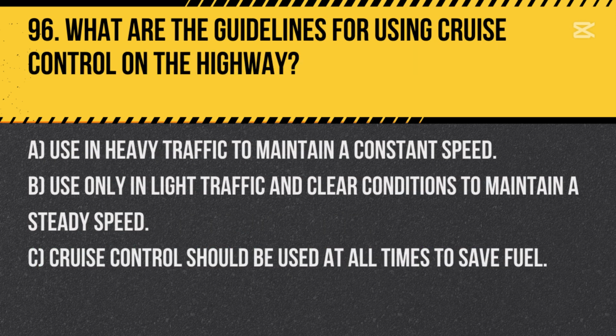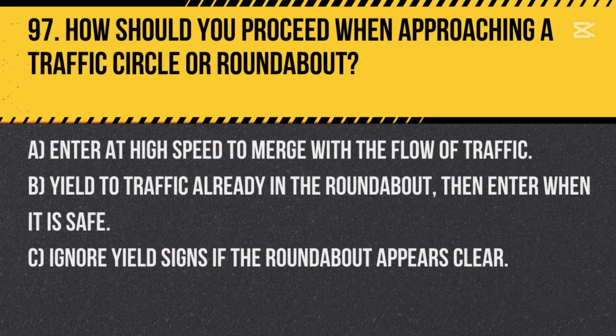Question 96. What are the guidelines for using cruise control on the highway? A. Use in heavy traffic to maintain a constant speed. B. Use only in light traffic and clear conditions to maintain a steady speed. C. Cruise control should be used at all times to save fuel. Answer: B. Use only in light traffic and clear conditions to maintain a steady speed. Cruise control is ideal for maintaining a constant speed in optimal driving conditions, but should be avoided in heavy traffic or adverse weather conditions.